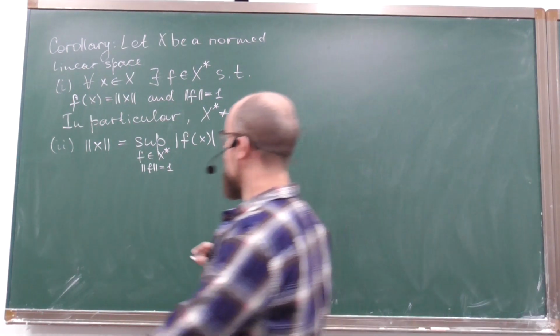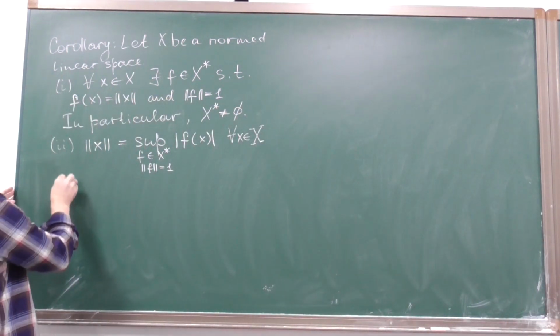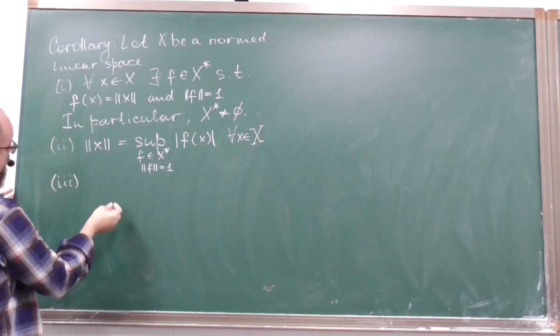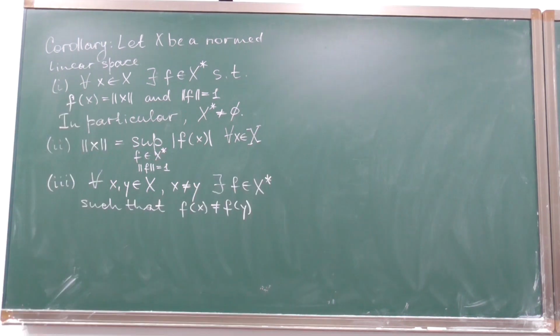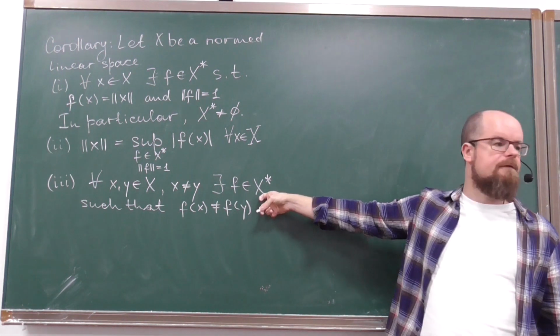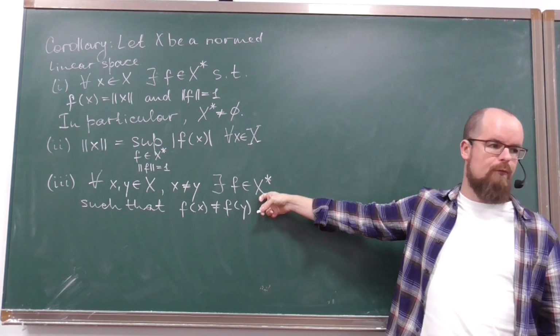And let me state one more. For any two distinct points from the space, there exists a bounded linear functional which takes different values on these two points. So in this case, we will say that the space X star separates points.